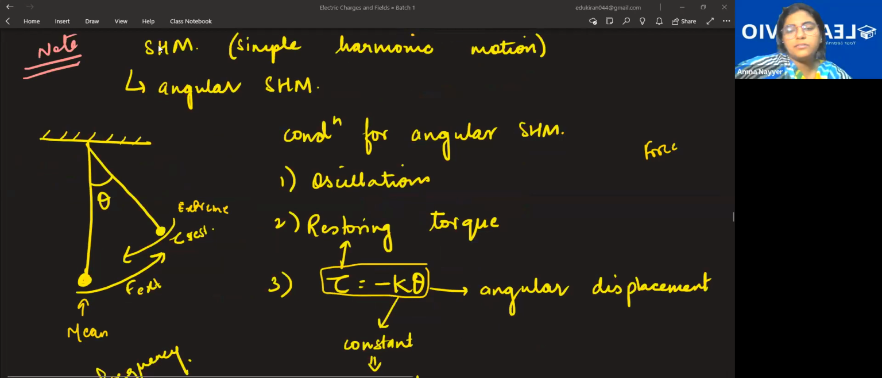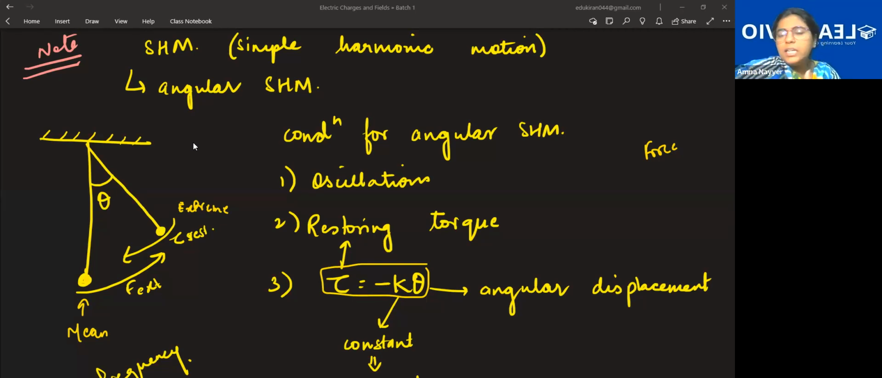See, you had SHM in your class 11, where you had seen simple harmonic conditions. So a question comes in your electric charges and field, which is related to torque, where you have to show the charges are executing SHM. For that, just a quick revision. Angular SHM we had seen.